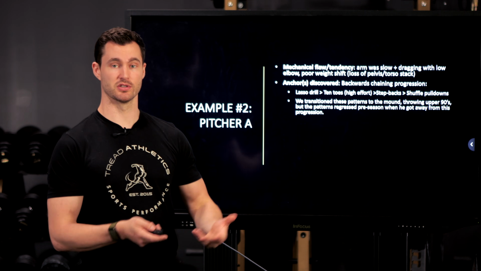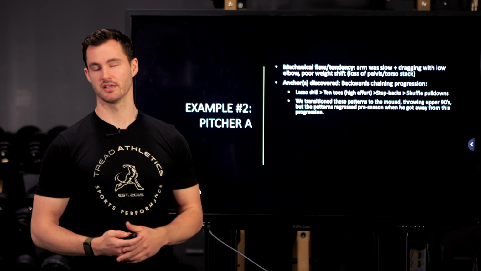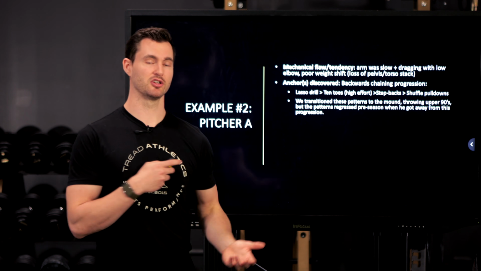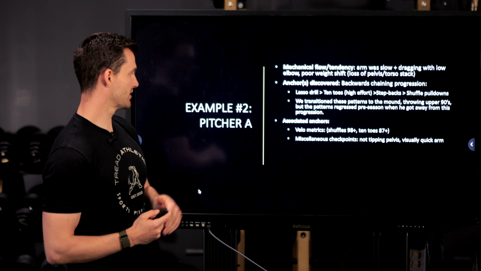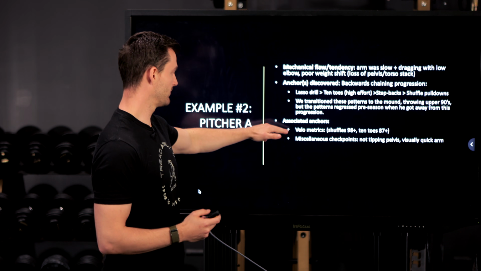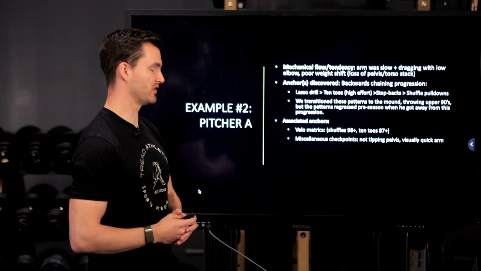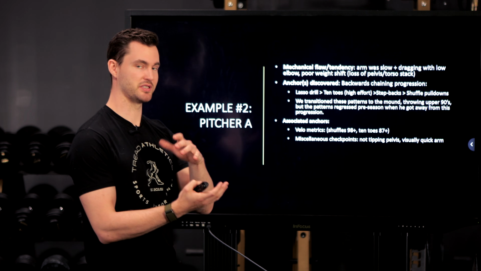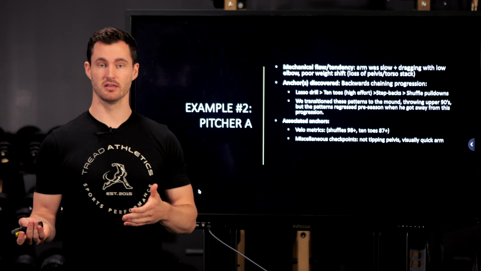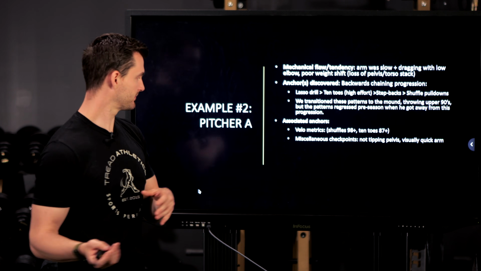So he went back to his school, he got away from a lot of the things that he had been doing. And so as the patterns began to progress, the velocity also began to regress. So the associated anchors that we figured out along with this routine, again, velocity metrics: we realized that if he could shuffle 98 plus and if he could throw 87 plus on the 10 toes, in this particular case, his velocity was going to be where it needed to be off the mound.